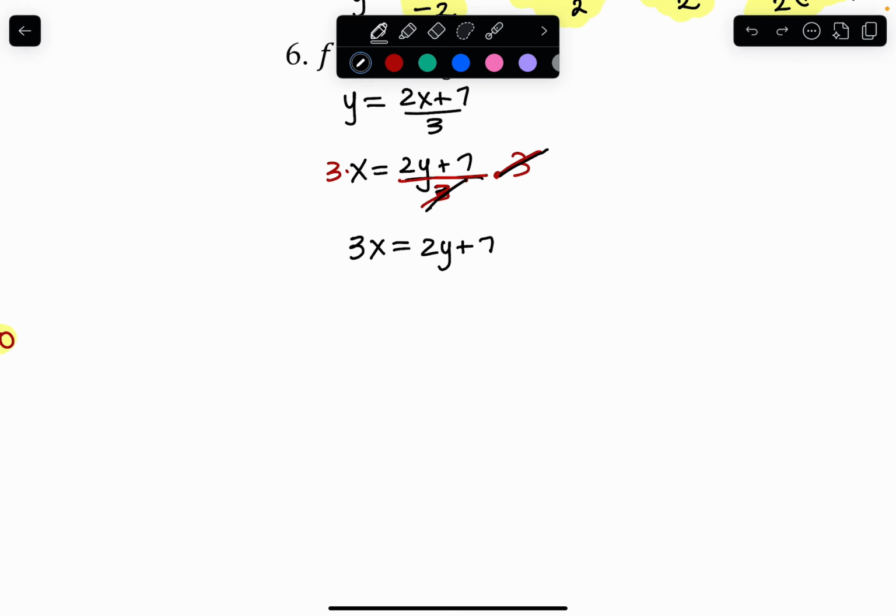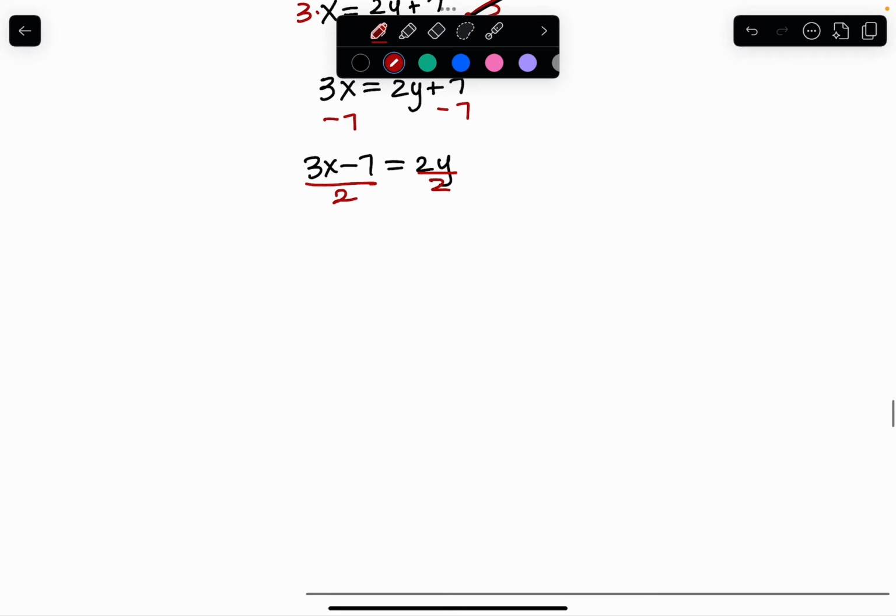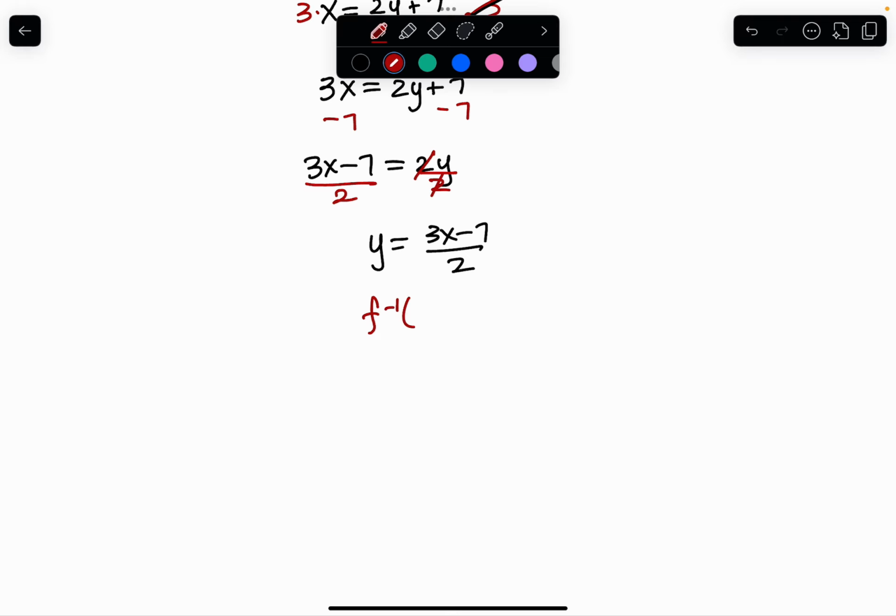And then the 7 is not attached, so that's what we would get rid of next, leaving us with 3x minus 7 equals 2y. And then our last step is to divide the entire expression by 2. And so we end up with y equals 3x minus 7 all over 2. So our final answer, f inverse of x equals 3x minus 7 all over 2. If you want, you can write that as 1/2 times the 3x minus 7.